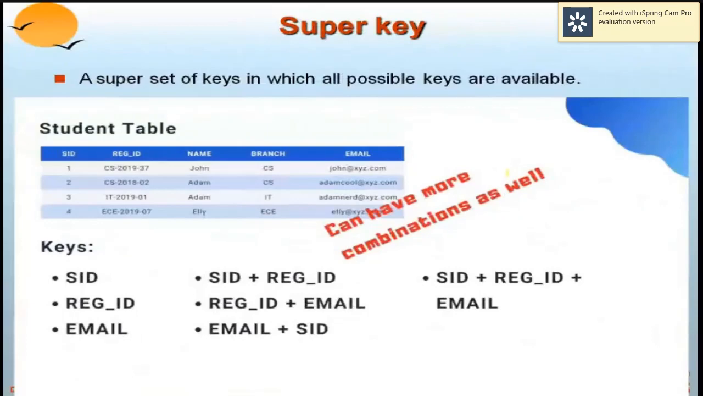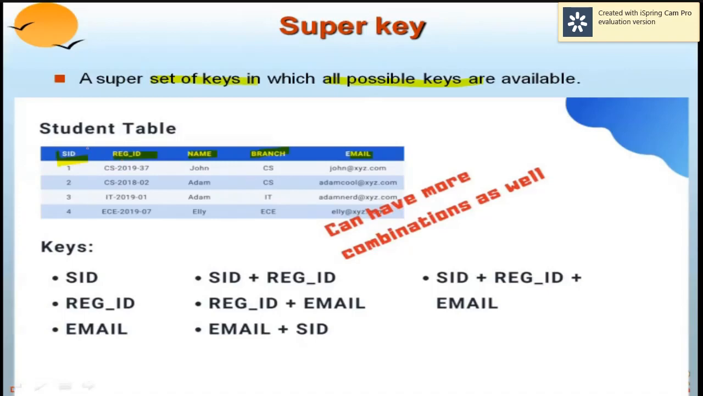So what is meant by a super key? Super key says it's all possible keys that are available. It is a set of keys with all possible keys. So directly get into the example, then the concept will be clear. I have a table called student with SID, registration ID, name, branch, and email. So let me pull out all the unique attributes from this table, which are called keys.